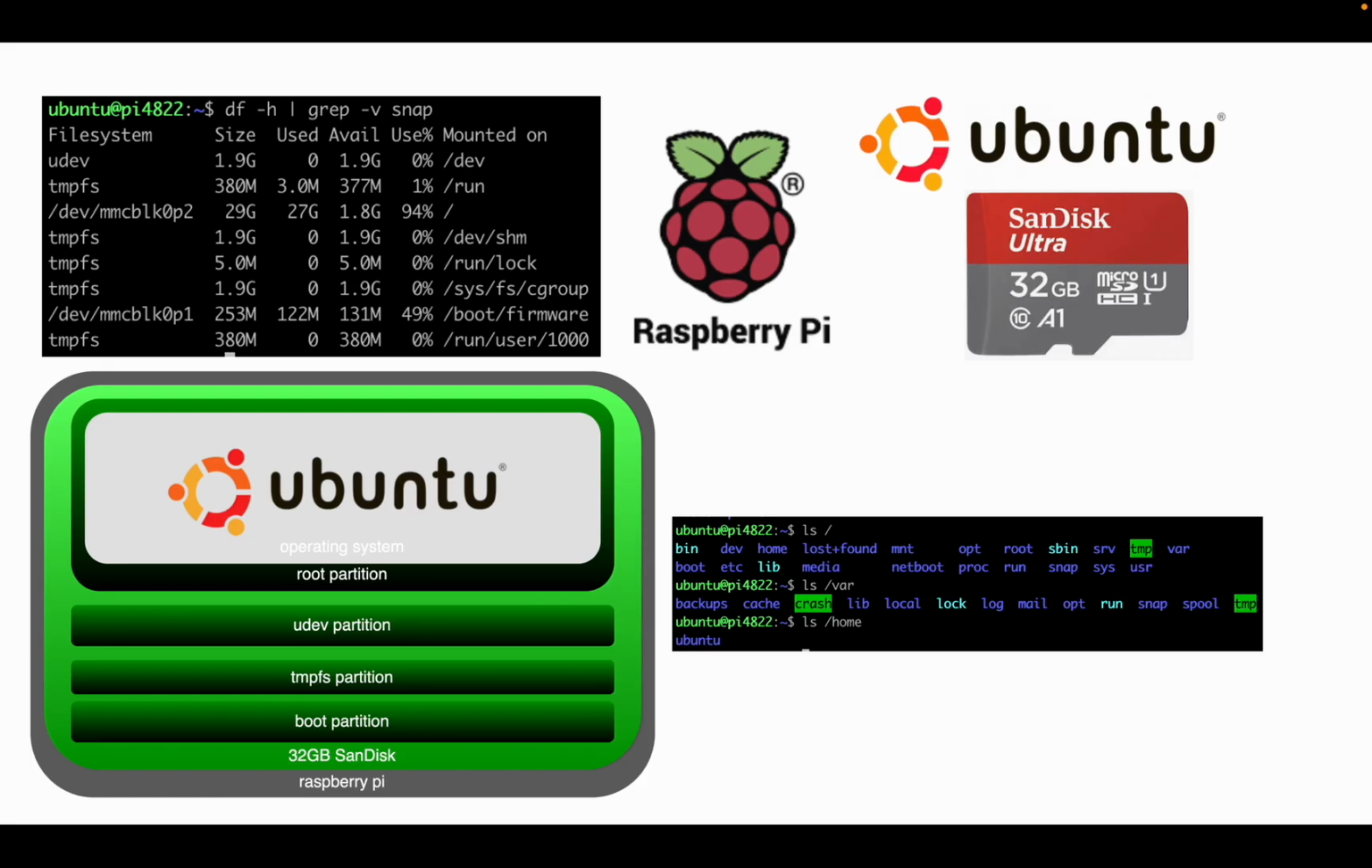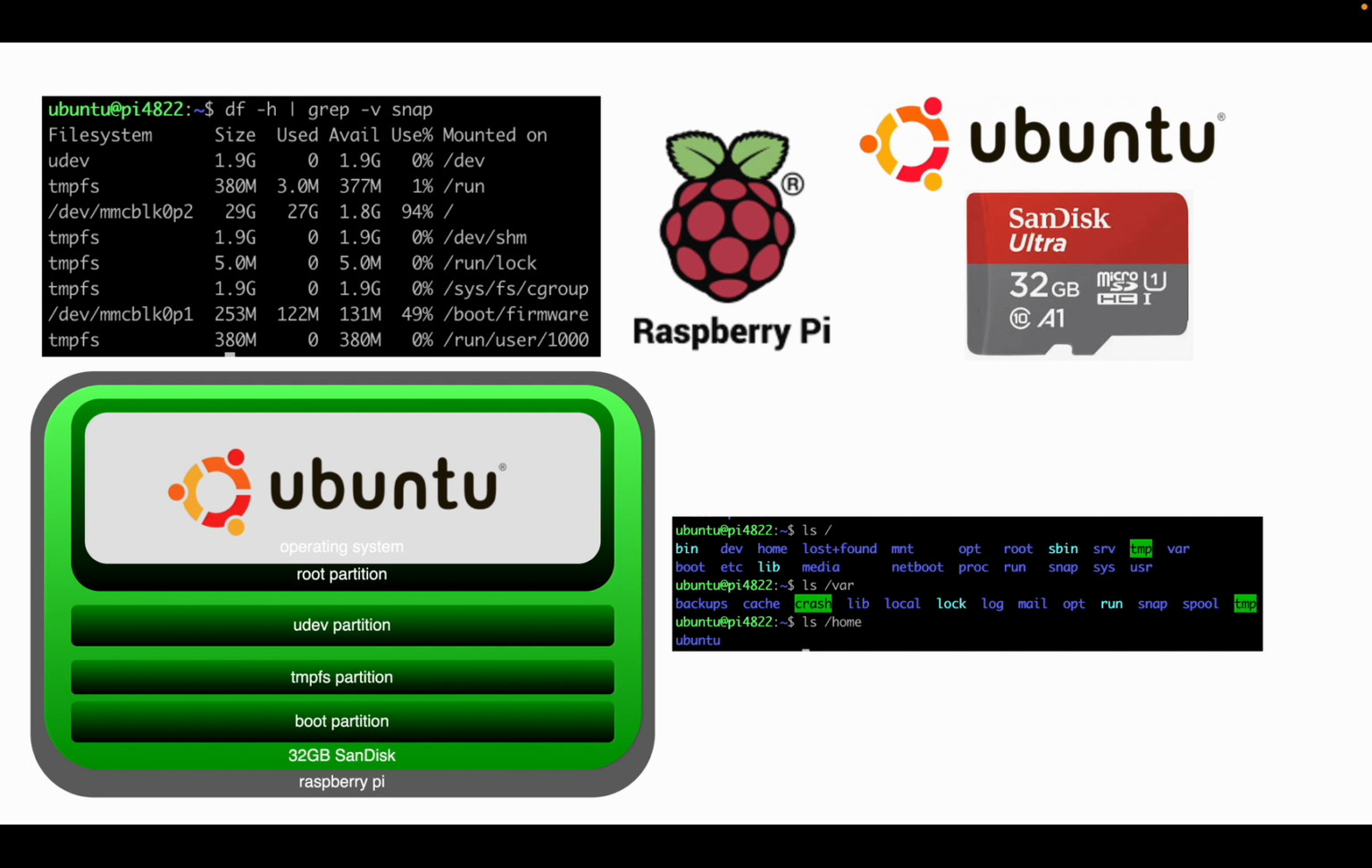So I just thought I would do a little diagram of a Raspberry Pi. If you've got a Raspberry Pi and you put it on a 32 gig SD card, just follow the Raspberry Pi installer tool. It splits the file system into various bits. As the diagram on the bottom left shows, there's a root partition, there's one for devices, there's one for tmpfs, and there's a boot partition.